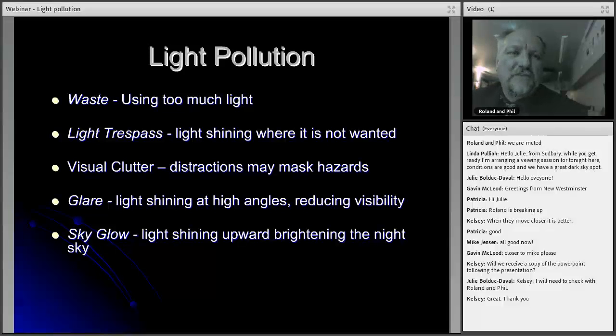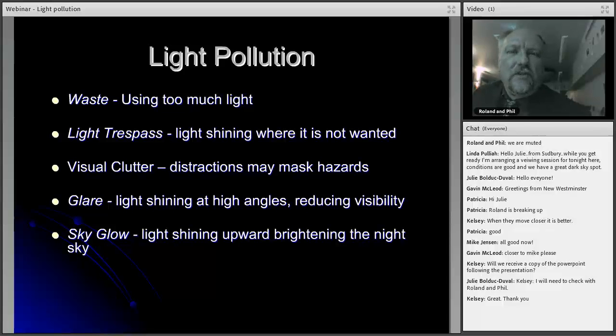Now, there are other aspects of light pollution besides the sky glow. In fact, you see I've put that down at the bottom of the list here because, again, it might only affect a small fraction of the population. But light trespass, where light is shining where it's not wanted, is an important aspect of light pollution. So is visual clutter, where distractions may mask a number of hazards. Glare, and that's light shining out at high angles and it reduces visibility. And then finally, yes, sky glow, light shining upward, which brightens the night sky.